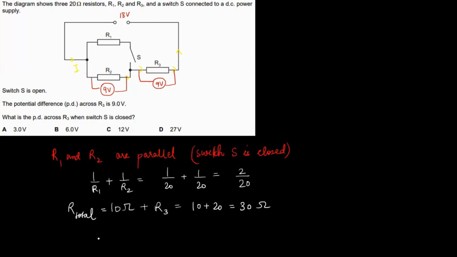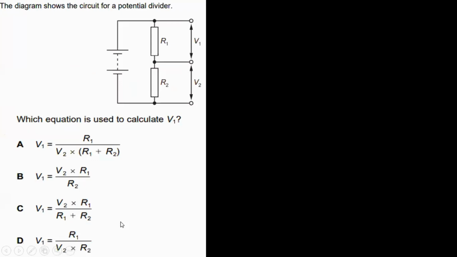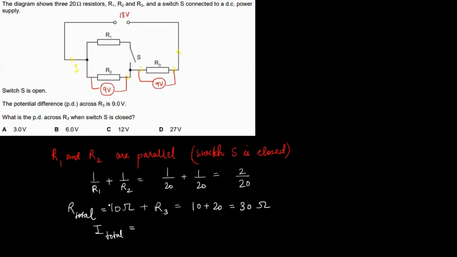If the resistance is 30 ohm, we can find the current. So total current will be equal to voltage V by R total, and this gives you 18 divided by 30, which is 0.6 ampere. So the current is 0.6 ampere.